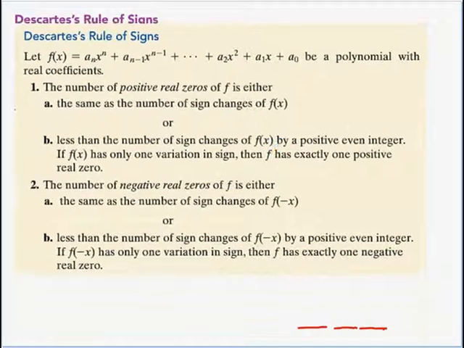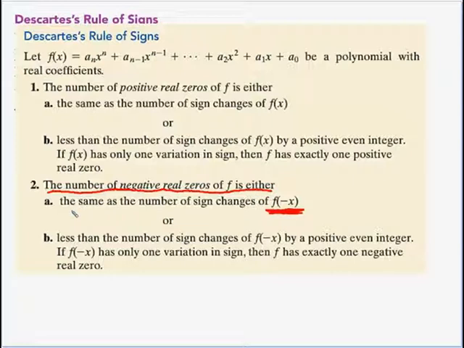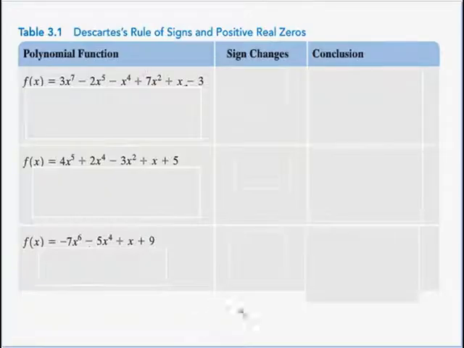Okay, now that was the positive real zeros. You can also get an idea of the number of negative real zeros. First, you would run a negative x through the function, find f of negative x, and then count those sign changes. Those would be the number of negative real zeros. And you could also say that number or less than that number by a positive even integer. Let's try it out.